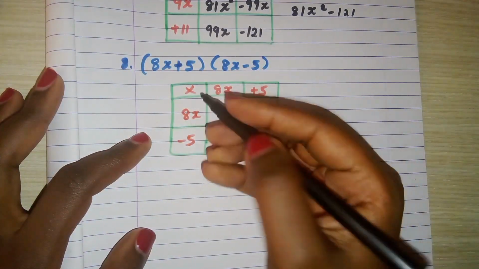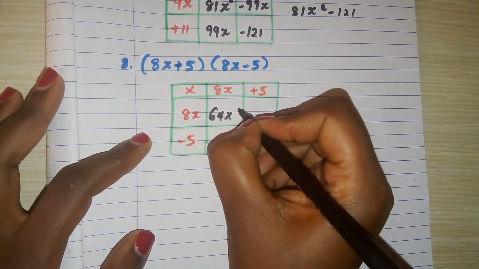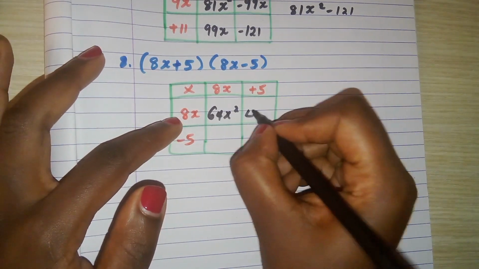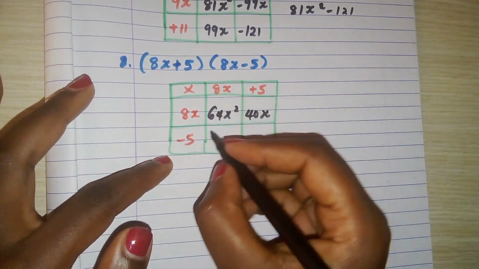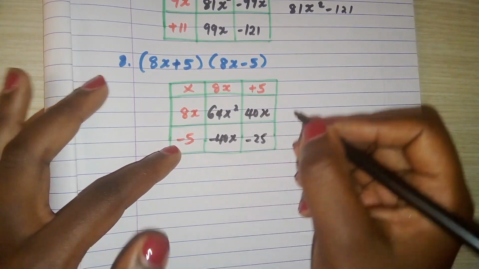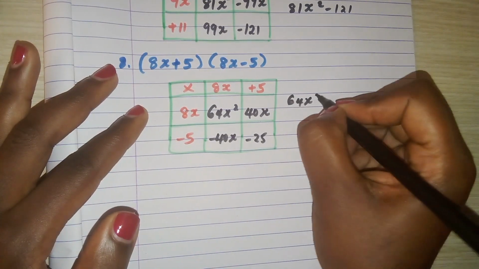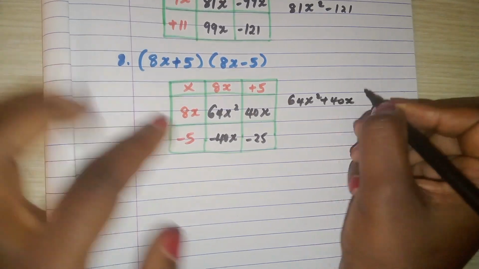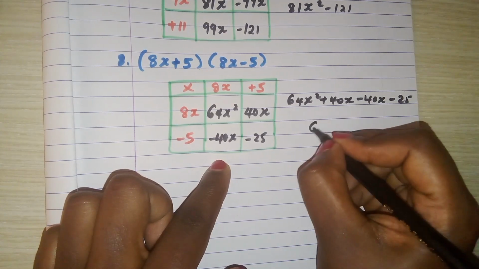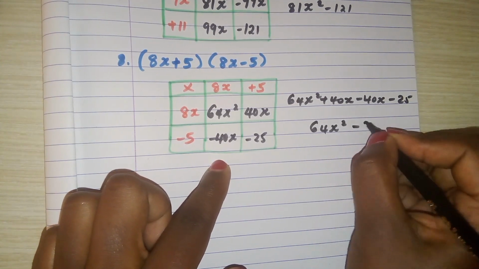Okay, so now 8 times 8 is 64x squared, and then 5 times 8 is 40x. 8 times negative 5 will be negative 40x and negative 25. So 64x squared plus 40x negative 40x negative 25. So 64x squared minus 25.